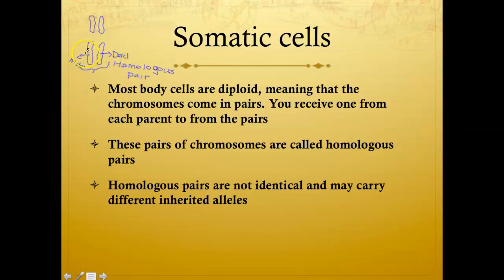Now, before the process of cell division, the cell will make identical copies of its own chromosomes. So when it makes identical copies, it will look something like this. These two over here, these are going to be called sister chromatids. And these are identical copies. So again, this one and this one over here are homologous pairs, and the ones that are attached to them are sister chromatids, which are identical copies.